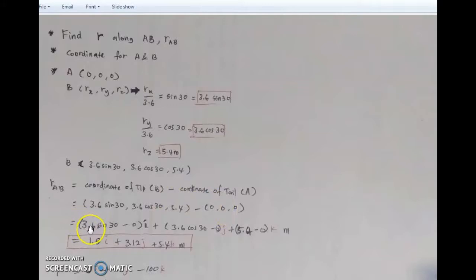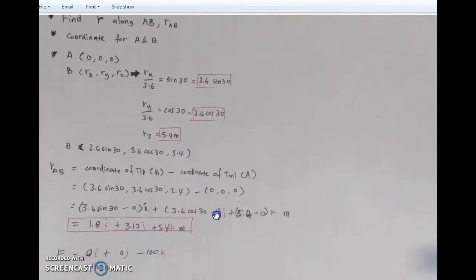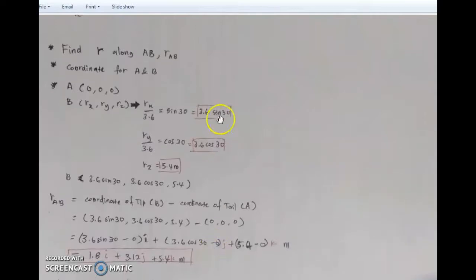So this equal to this one, 3.6 sine 30 minus 0 for I, 3.6 cos 30 minus 0 for J, 5.4 minus 0 for K. And you will get the answer of the AB in a vector form like this: 1.8I plus 3.12J plus 5.4K, and the unit in meter. So that was the vector form for RAB.